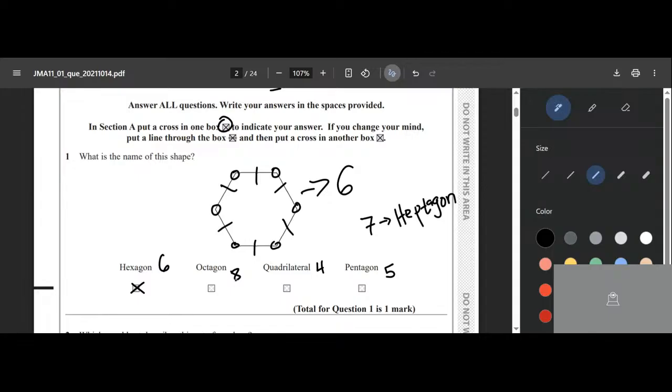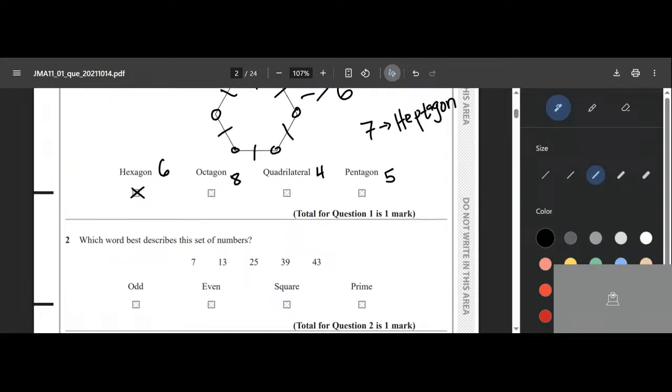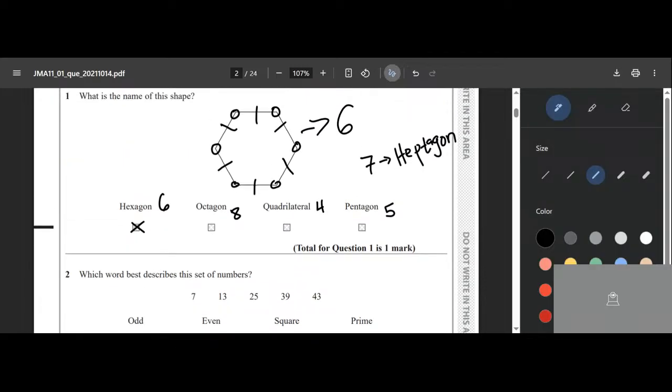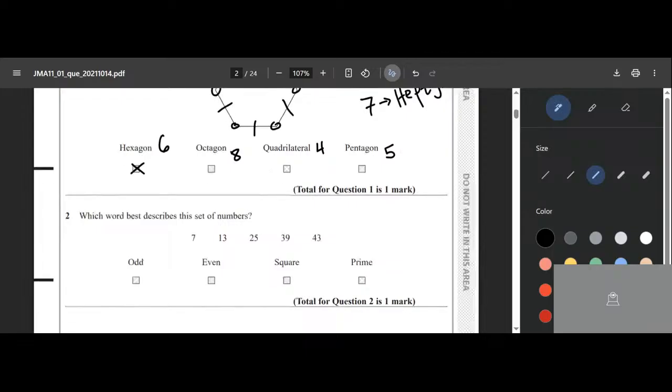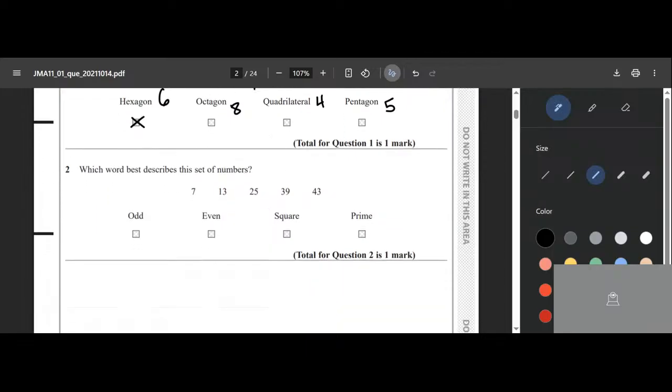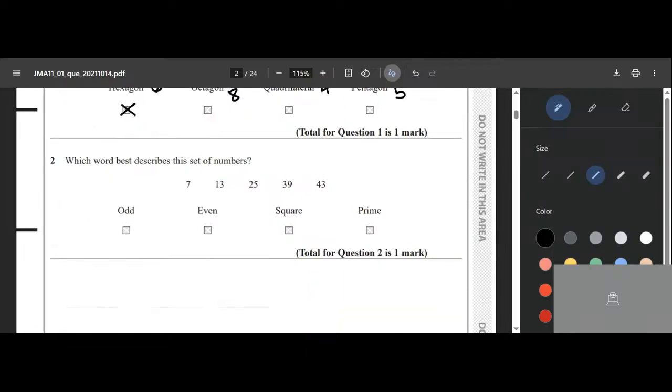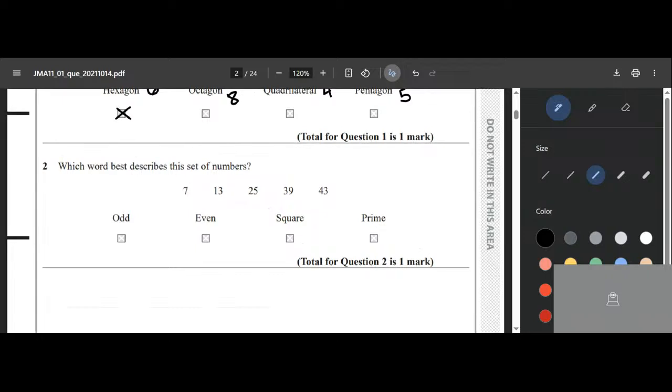For this level, we always stop at 8, but if you proceed to year 7, year 8, year 9, you'll be taught about nonagon, decagon, which are sometimes tested, and that is how you get that 1 mark. So let us go to question 2. In question 2, you're asked, which word best describes this set of numbers?